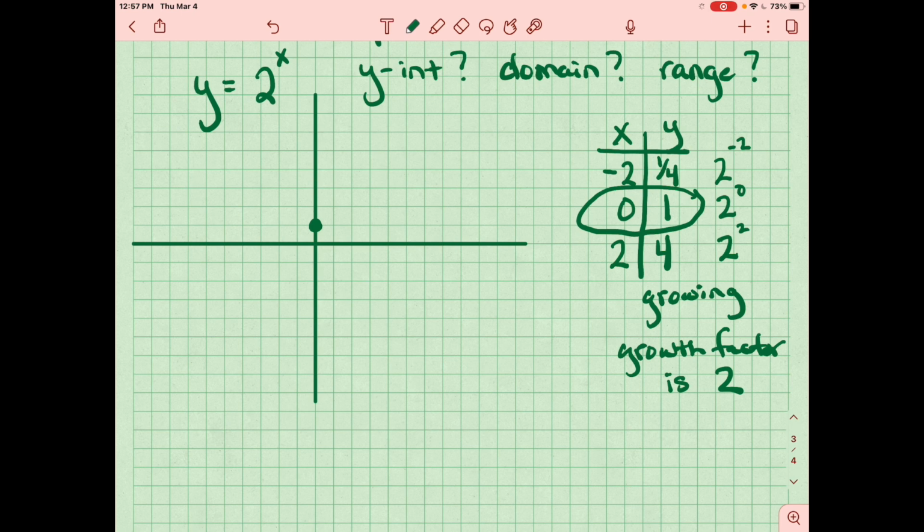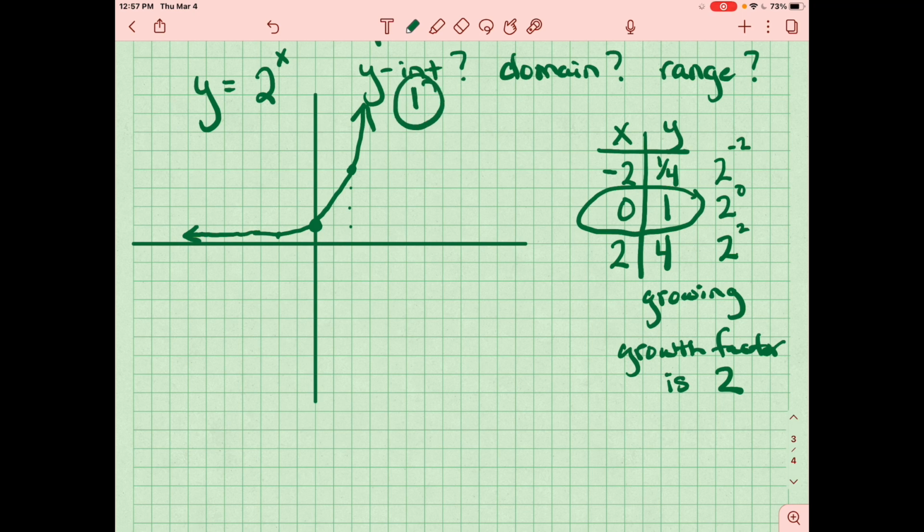If we graph this, we're going to notice 1, 2, and 1, 2, 3, 4. Here's a point. And then this one is a fraction. So this one looks just like this, exponential growth. It's going to get smaller and smaller to the left, and bigger and bigger to the right. So the y-intercept is 1.